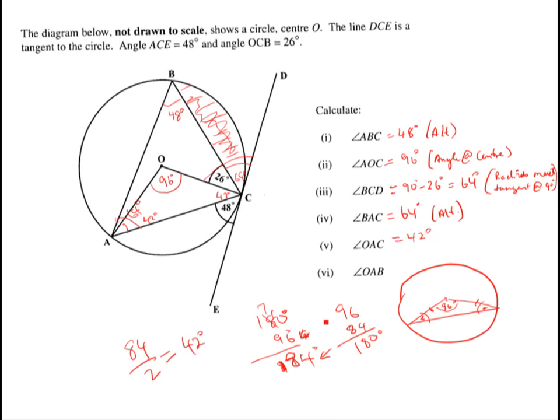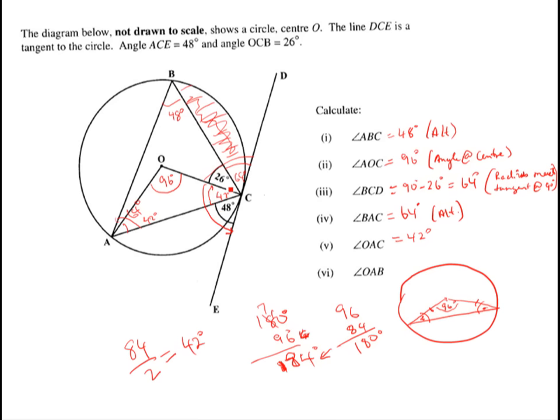42 degrees. Now this is a real long way of doing it, because we could have done that more easily by just simply looking at this side. This is a radius, and this is a radius. This is a tangent. So the angle between the radius and the tangent is 90 degrees. And so if this is 48 so far, the next piece must add on to give us 90.